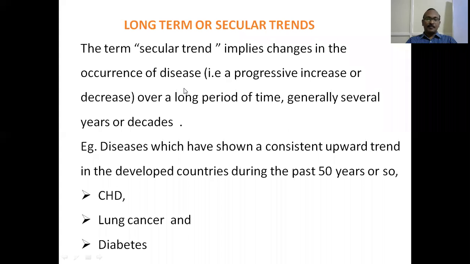It can be a progressive increase or decrease over a long period of time. It can be several years or decades. So secular means change in the occurrence of disease over a long period of time. That is what is meant by the term secular trend. This long period of time can be either years or decades.